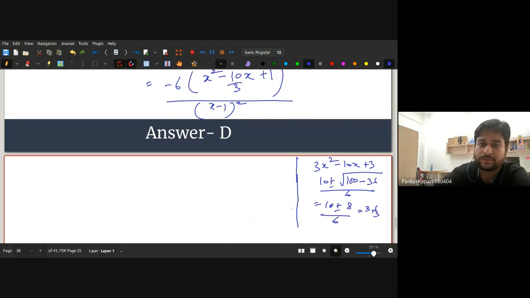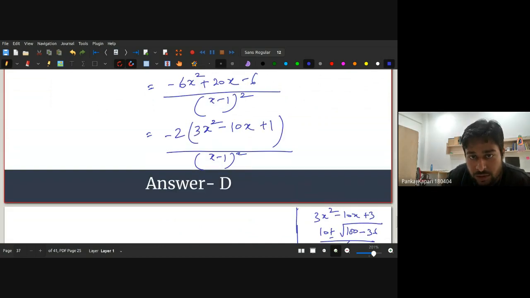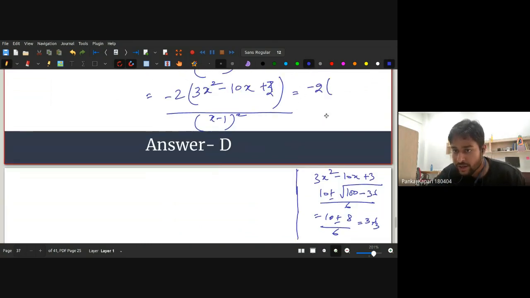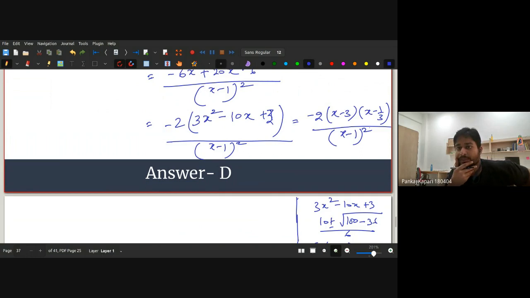Okay, so if I take only this much common, 2 common, I'm left with 3 here and a 3 here. So this was a derivative. So if I factor this, then I'll get (x − 3)(x − 1/3) divided by (x − 1) whole square, right? Okay.